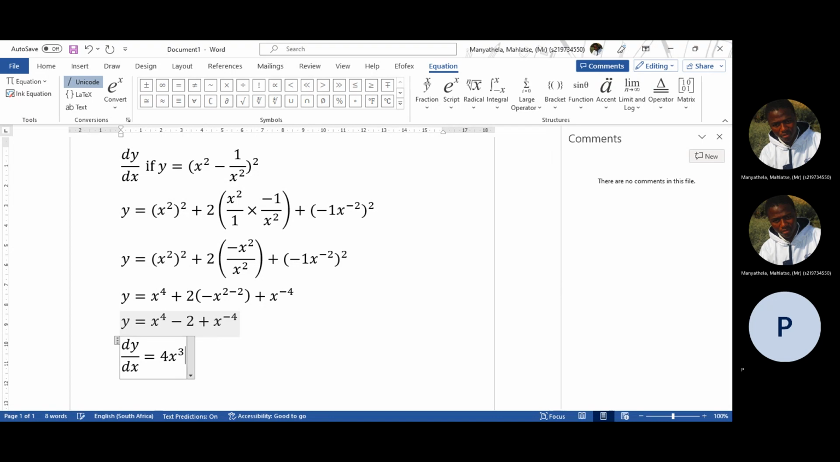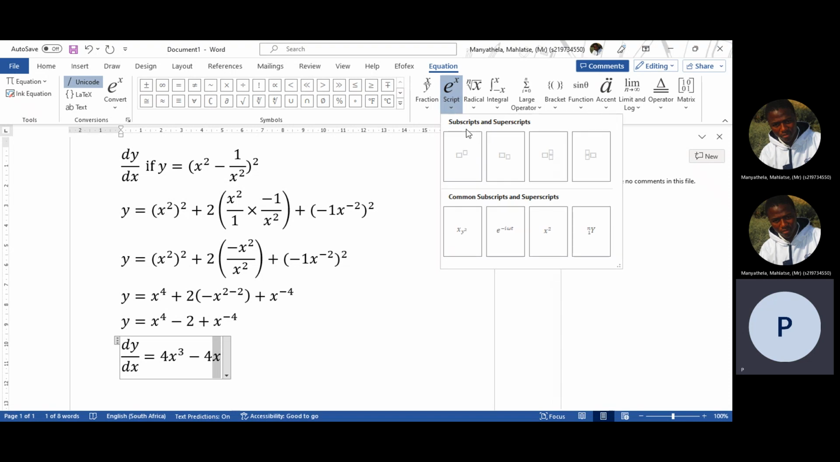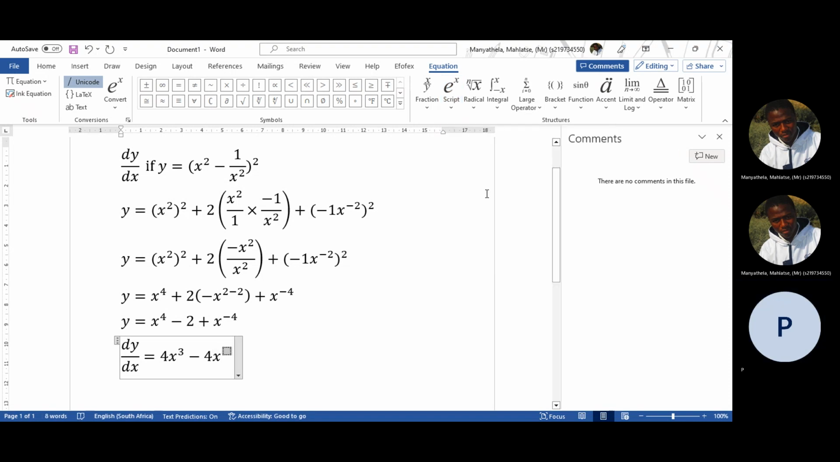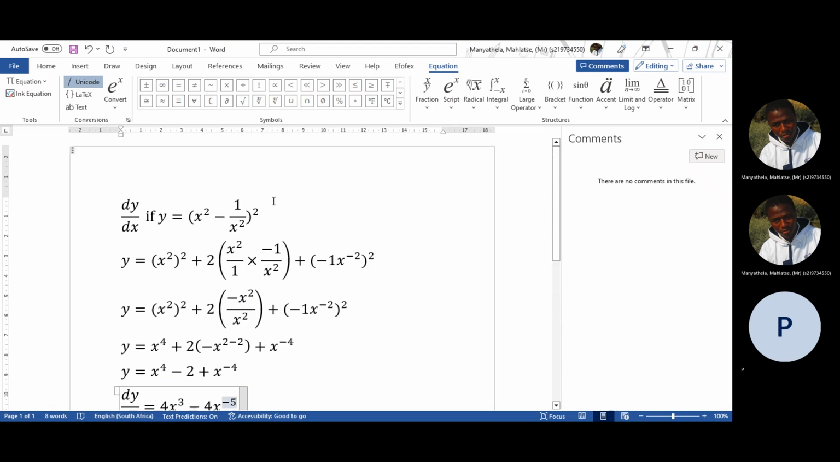Minus, this negative 4 will come to multiply x, minus 4x to the exponent 3. No, it can't be 3 because it's minus 4 minus 1. Minus 4 minus 1 is minus 5. So this is your derivative, but remember that you were given a positive exponent.